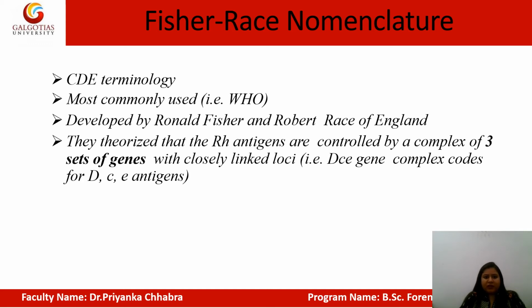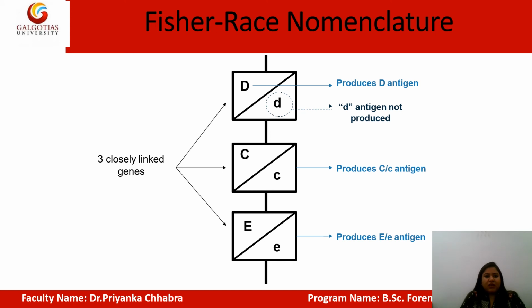It was developed by Ronald Fisher and Robert Race of England. They theorized that Rh antigens are controlled by a complex of 3 sets of genes which are closely located together, like the D, C and E gene complex, which code for the D, C and E antigens. As shown in the figure, in Fisher-Race nomenclature, he states that there are 3 closely linked genes D, C and E. Capital D produces D antigen, capital C produces C antigen, small c produces small c antigen, capital E produces E antigen and small e produces small e antigen.